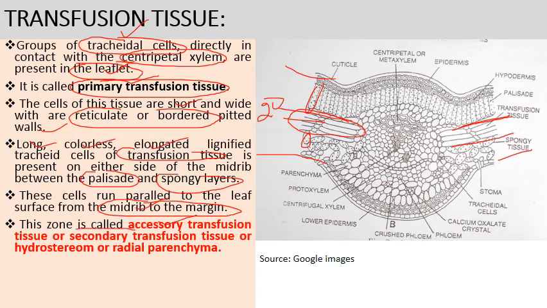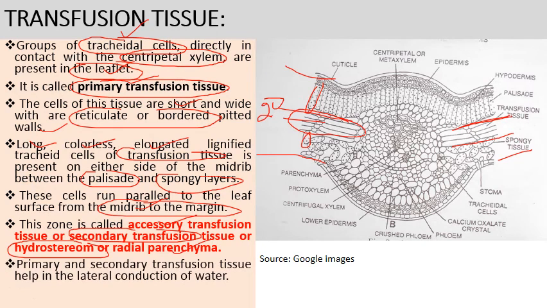transfusion tissue or secondary transfusion tissue or hydrosterome or radial parenchyma and its main function is in lateral conduction of water. So primary as well as secondary transfusion tissue helps in lateral conduction of water, means lateral side पे ये water को conduct करने में help करता है.